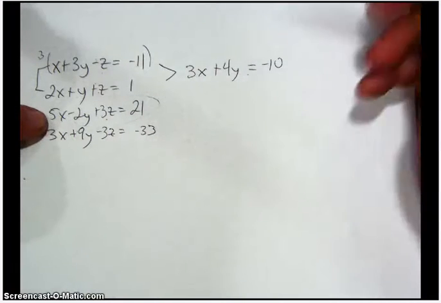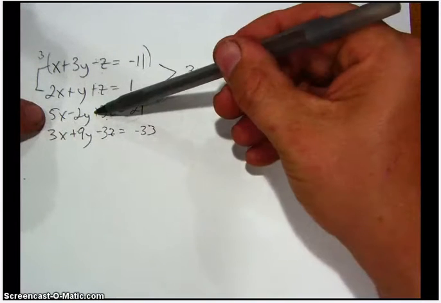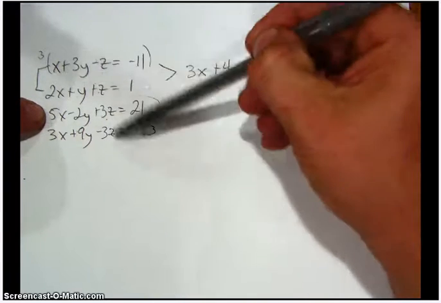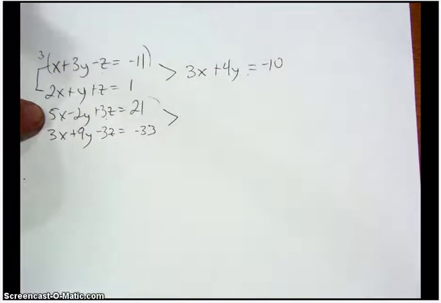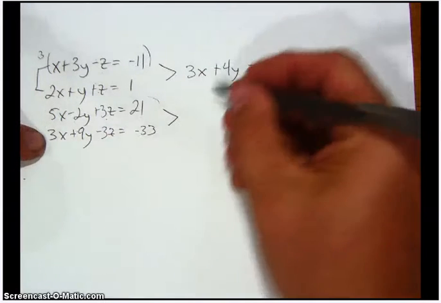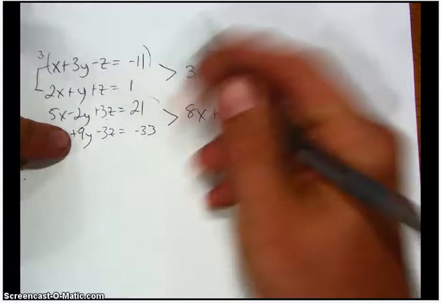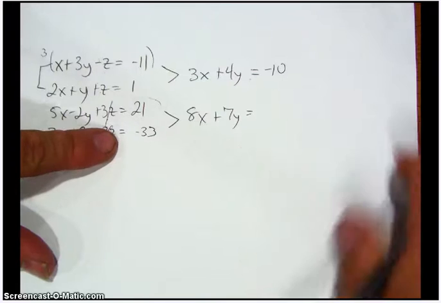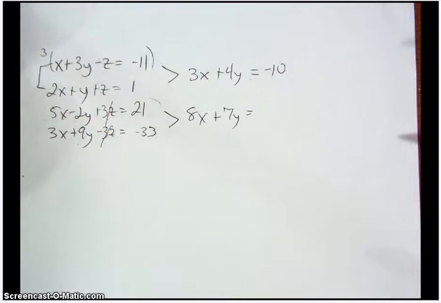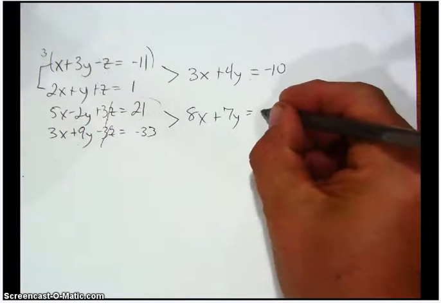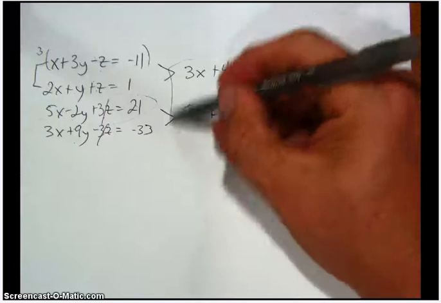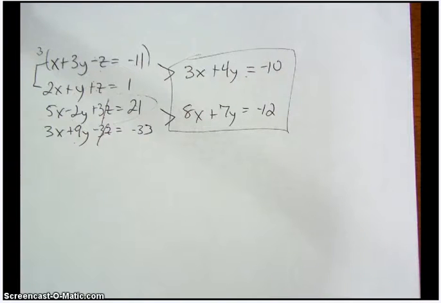So I'm using the third equation, which I haven't used yet, and I'm rewriting the first one to help me eliminate. I'm going to take these two and use elimination. I get 8x plus, 9 minus 2 is 7y. The z's are gone, and it's equal to 21 minus 33, which is negative 12. Now we have a new system. This is what you're used to doing in the prior three videos.